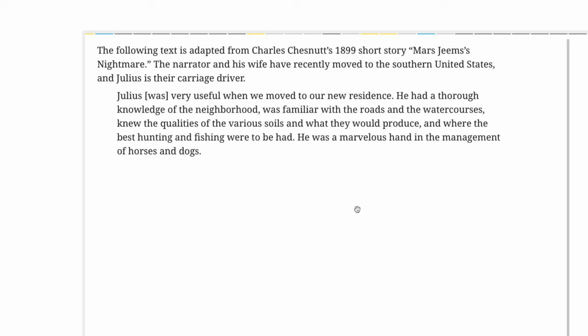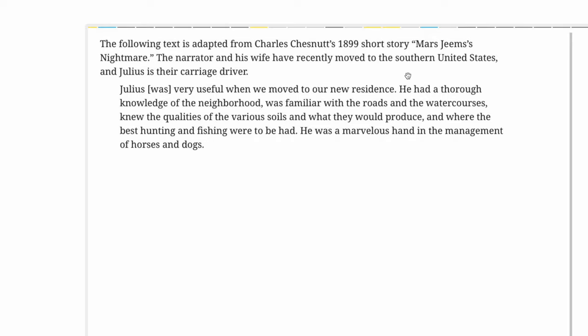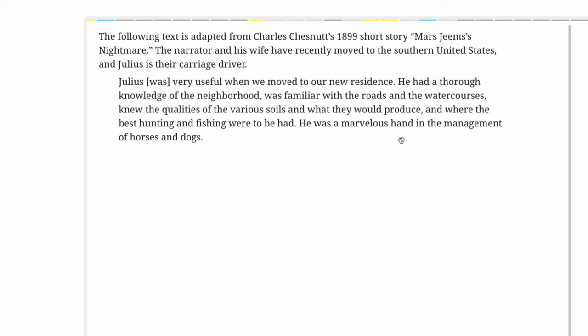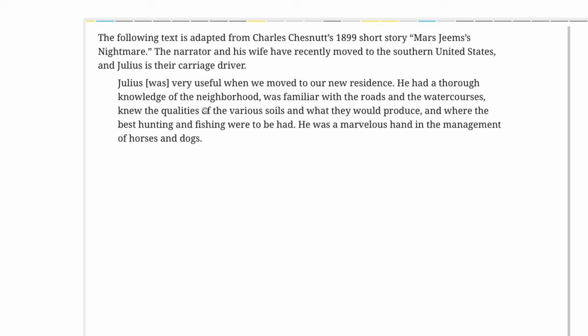Following is adapted. So in these questions, I would read the introductory portion because it'll give some context for what follows. So the narrator and his wife have recently moved to the southern United States, and Julius is their carriage driver. So like a horse and carriage. Julius was very useful when we moved to our new residence. He had a thorough knowledge of the neighborhood, was familiar with the roads and the watercourses, knew the qualities of the various soils and what they would produce, and where the best hunting and fishing were to be had. He was a marvelous hand in the management of horses and dogs.